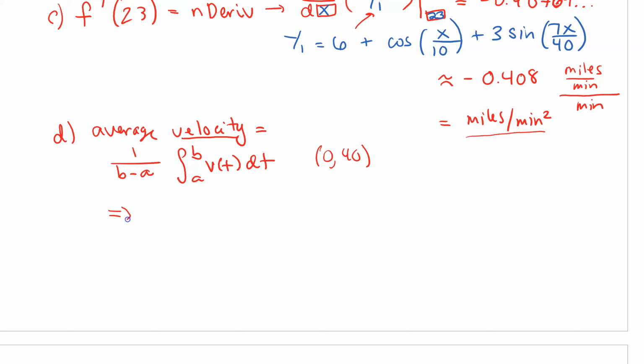So that means my integral here would be 1 over 40 minus 0 times the integral from 0 to 40. And in this case, it's called f of t, not v of t.